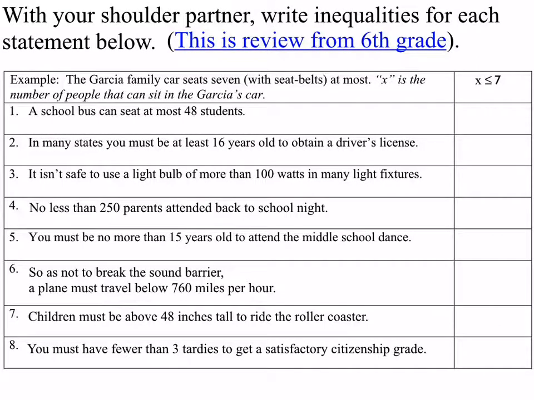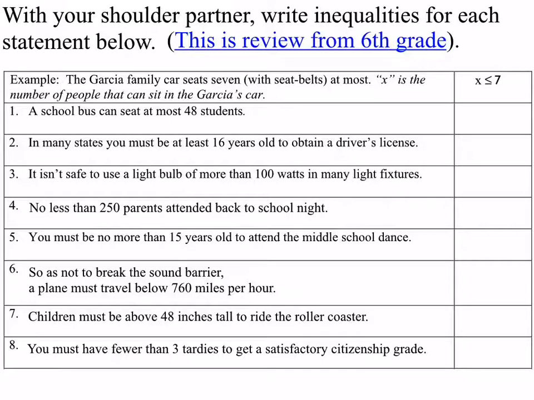So with your shoulder partner, write inequalities for each statement below. I've already done an example for you. So the example states that the Garcia family car seats 7 at most. And one interpretation of 7 at most is, if I use the variable x, x is less than or equal to 7. Okay, so with your shoulder partner, go ahead and do 1 through 8. I'll get back to you in about a minute to 2 minutes.